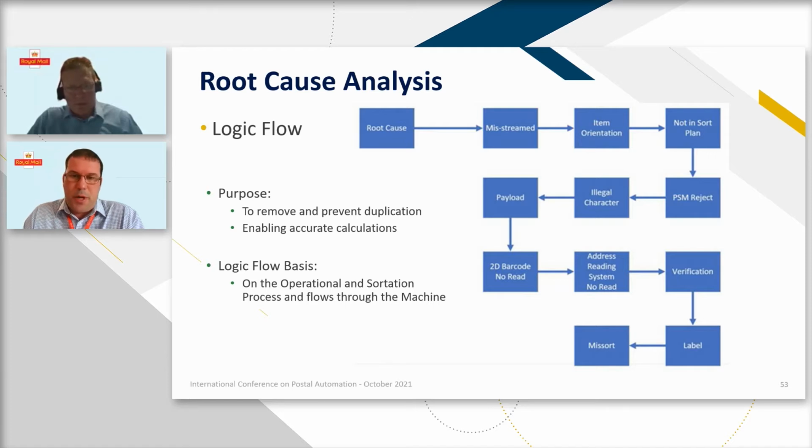Verification: this is where the results from the verifier came into play, and this is where the barcodes were deemed to be outside of the ISO standard specs. Label: again, this is where the physical analysis came in, and where we were able to determine, based on our analysis, if the label was damaged in such a way that it would prevent the barcode from being read. And then finally, but not last, missort. The machine just missorted the item to the incorrect geographical location.